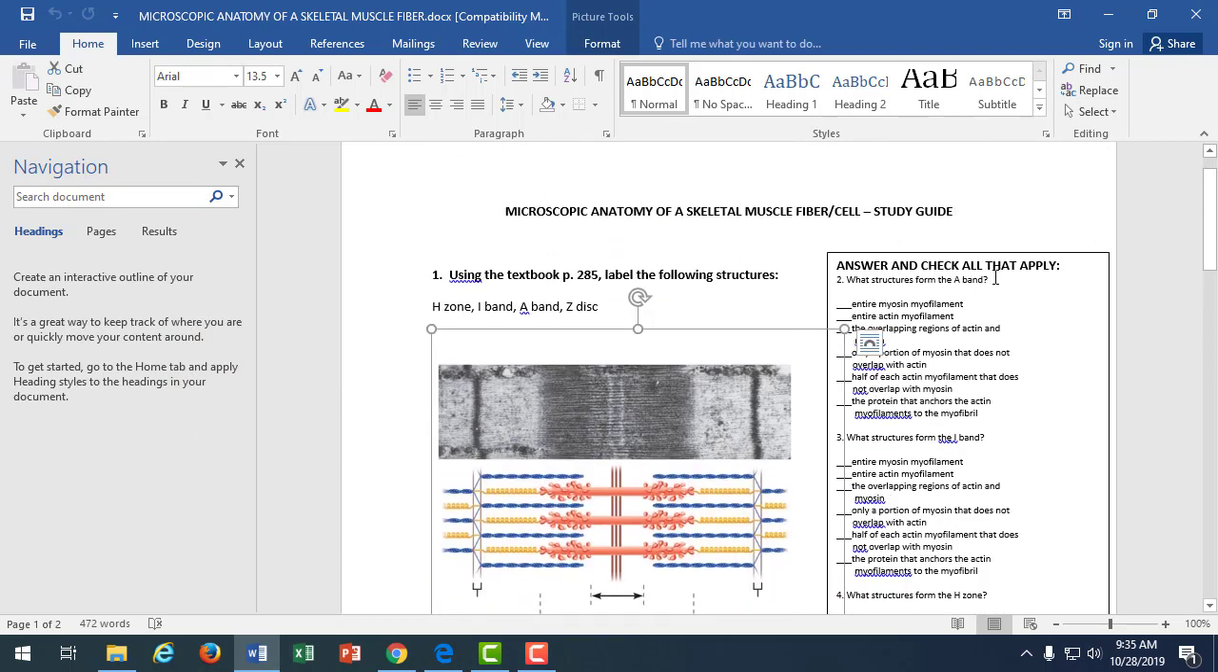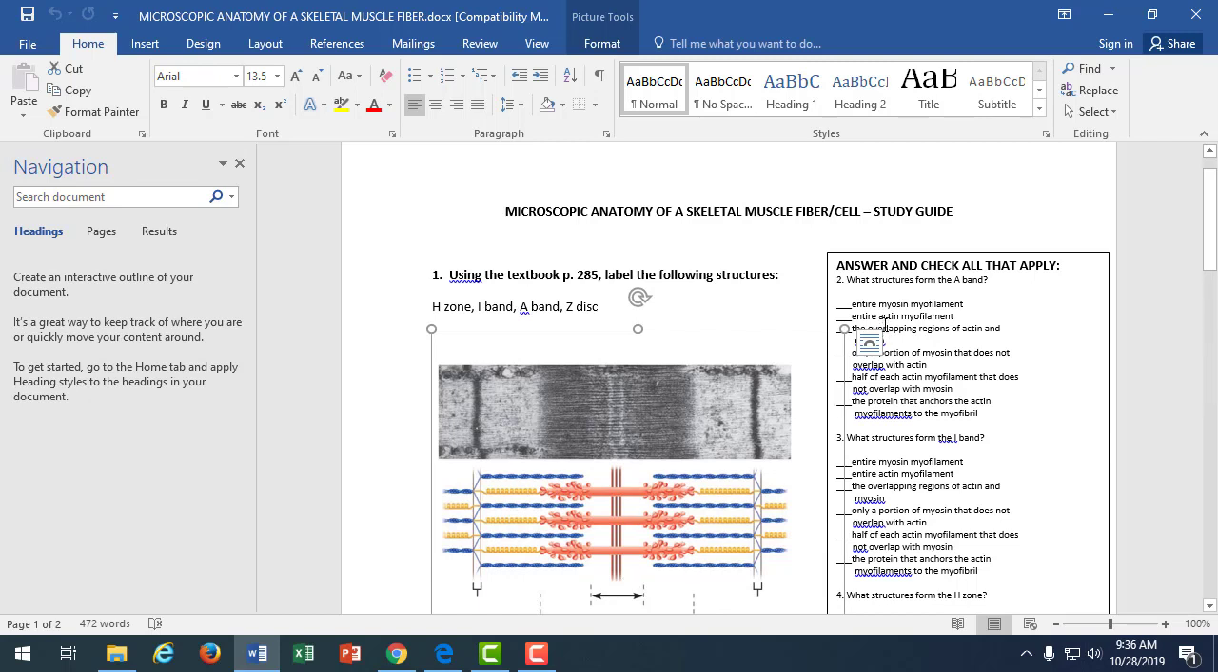What structures form the A band? Just put an X is all you have to do, or a check mark. The entire myosin myofilament, is that found in the A band, the entire myosin myofilament? Yes or no? Yes. Here's myosin, the whole thing, and this is the A band, is it not? This whole thing is the A band.